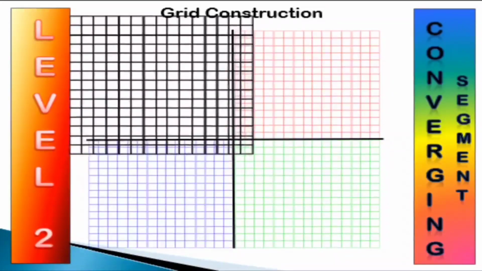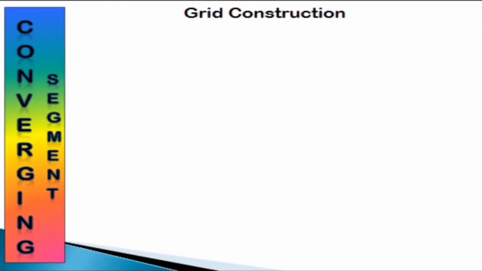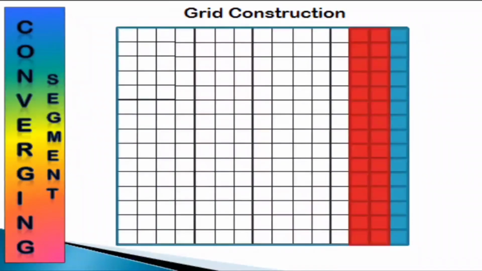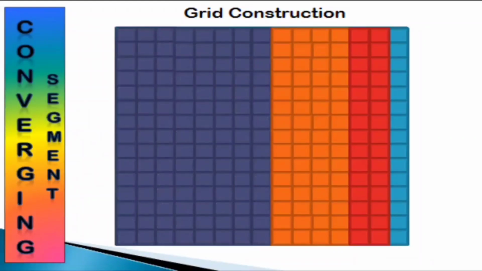Now, let us use quadrant 2 for our pattern. Starting on the right part of quadrant 2, we will use one column for the first vertical line of our grid. Next, 2 columns for the second vertical line, then 4 columns for the third vertical line, and 8 columns for the fourth vertical line.